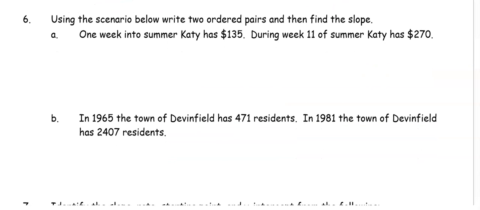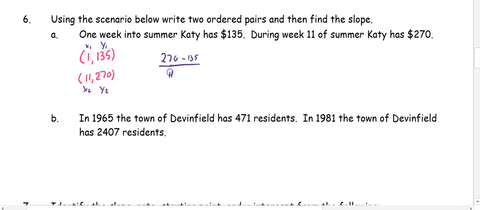Number 6, use the scenario below to write 2 ordered pairs and then find the slope. So 1 week into summer, Katie has $135. During week 11, Katie has $270. So our points are going to be (1, 135) and (11, 270). So when I go to do my slope, I have x1, y1, x2, y2. So 270 minus 135 over 11 minus 1, which equals 135 divided by 10. So that's going to get us $13.50 per week.